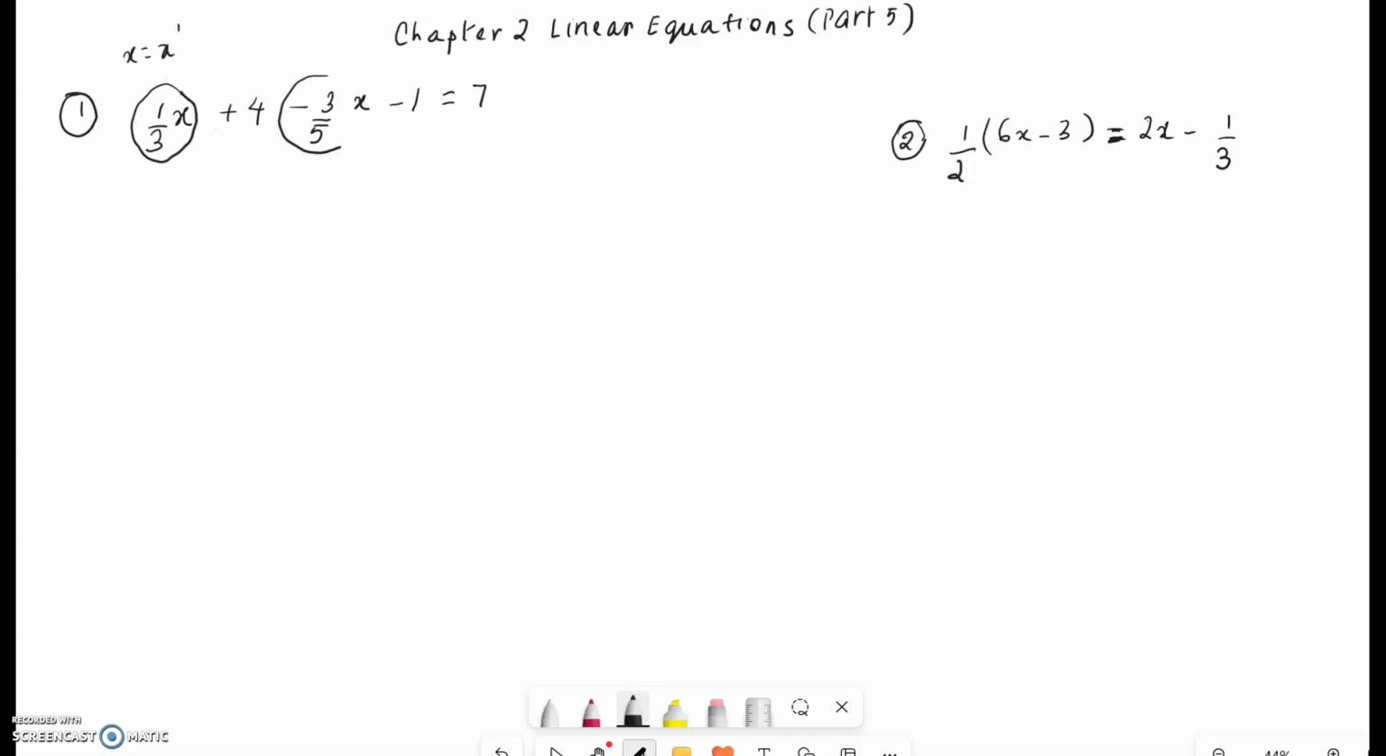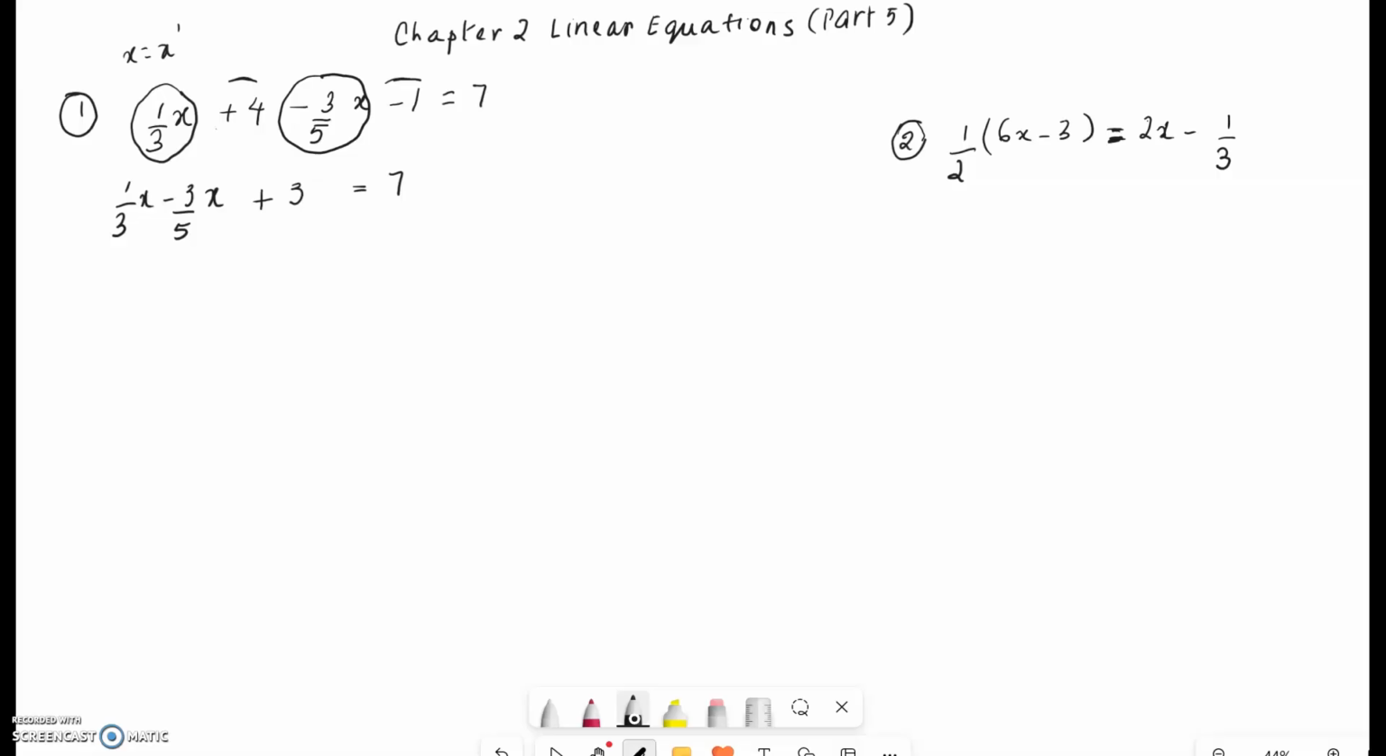Remember that both sides have to be simplified completely. So basically what I'm going to do is I go 1/3 x minus 3/5 x, and I'm going to combine it by doing subtraction of fractions. And then of course we have a +4 minus 1, which is equal to +3, and that's equal to 7. So what we're doing is simplifying both sides completely first before trying to solve for x. There has to be only one x term on one side, and all the other terms, which is the numbers, have to be on the right. And then we can solve the equation completely.